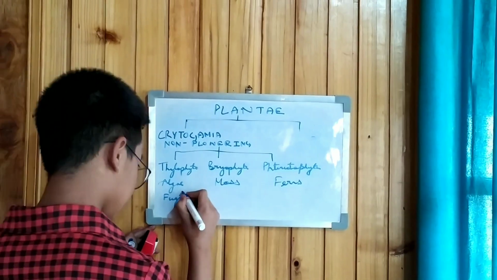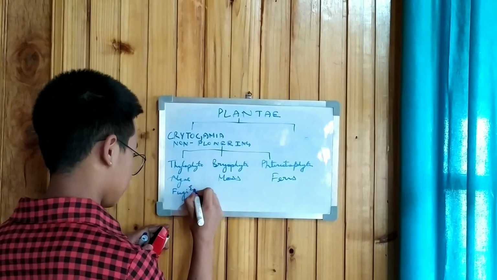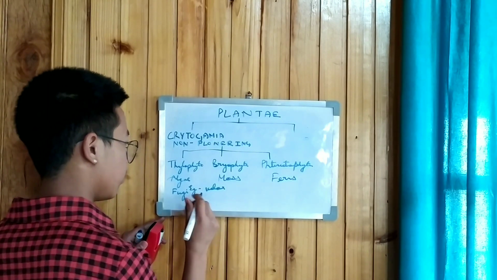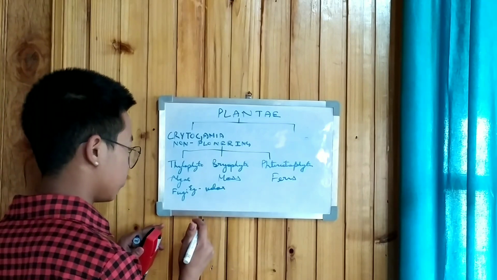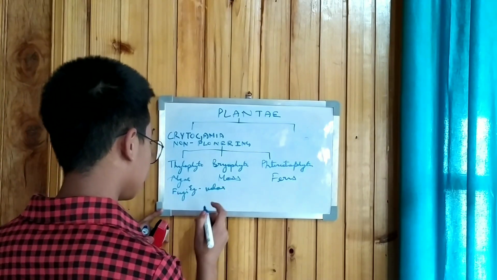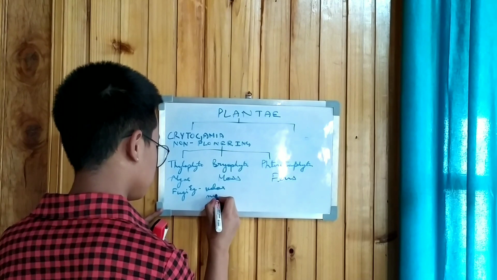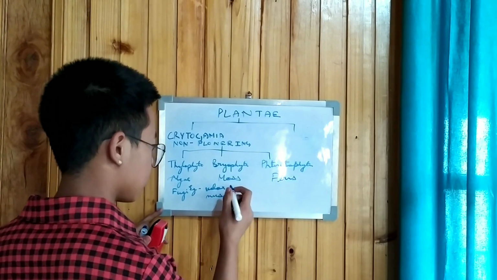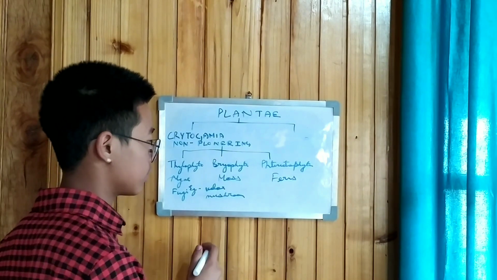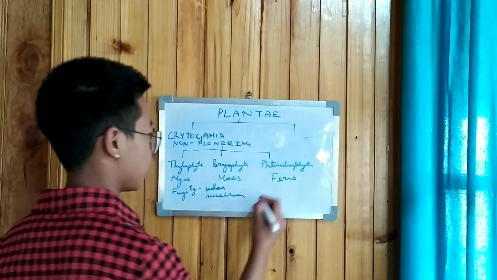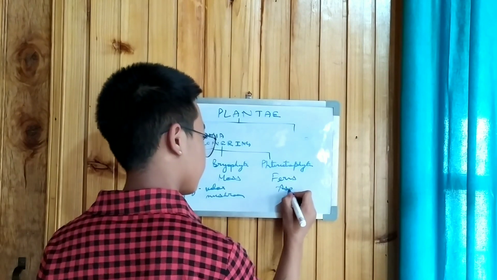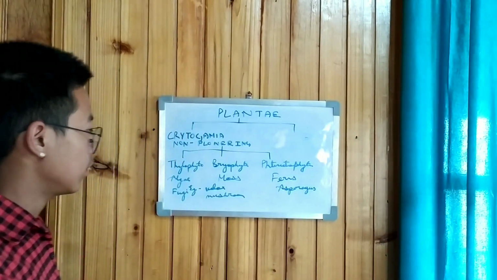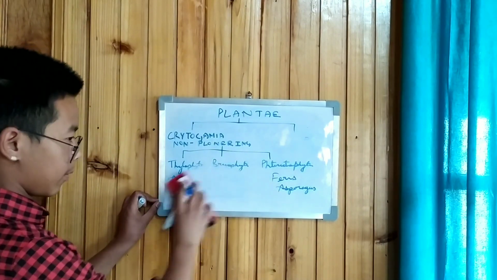I'll give some examples. The first example is Volvox, and from fungi I'll give one example, which is mushroom. In the Bryophyta, some species of moss, and in ferns I'll give one example, asparagus fern. So let's close this, okay?